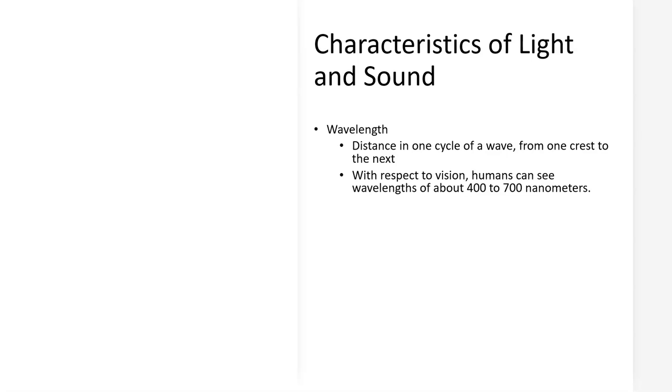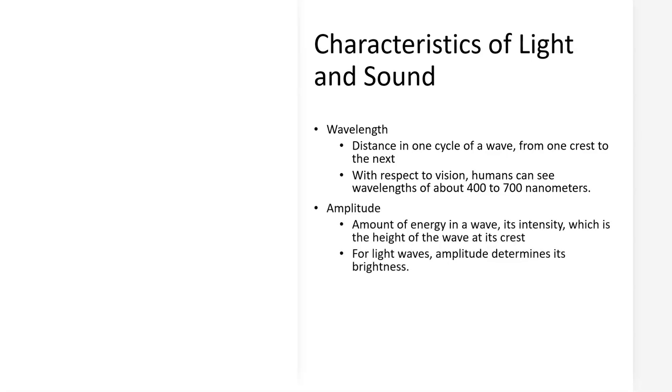So we start with wavelength, and that's the distance in one cycle of a wave from one crest to the next. With respect to vision, people can see between 400 and 700 nanometers. Now, right now, that doesn't mean anything to you. Just understand that depending on the species and how that species has evolved, their vision is going to be unique to their needs. We need to be able to see in this particular range.